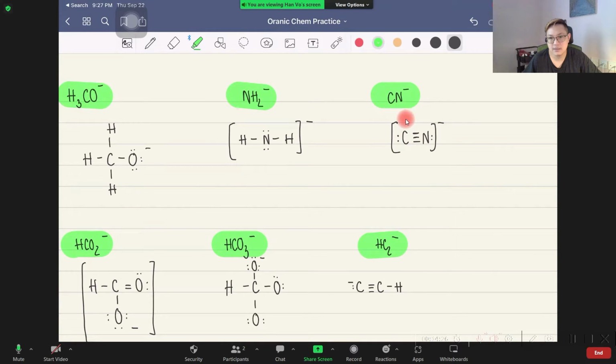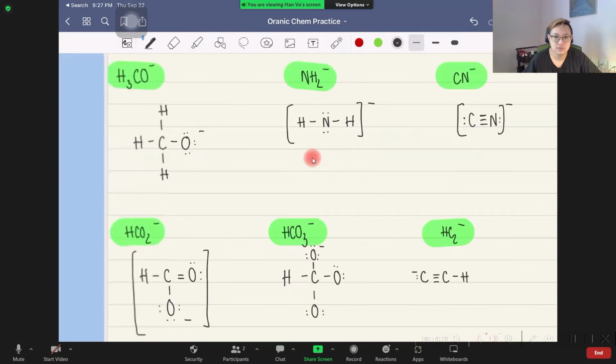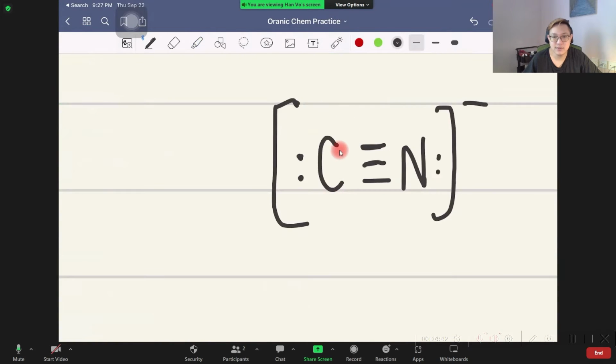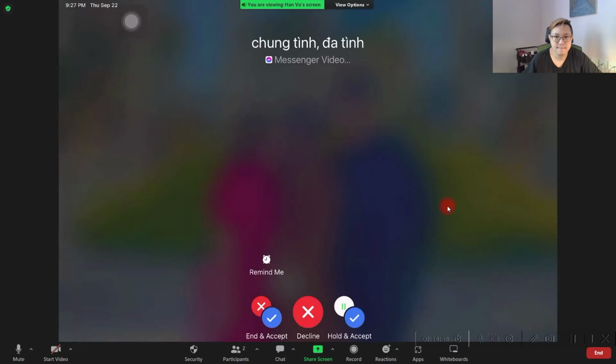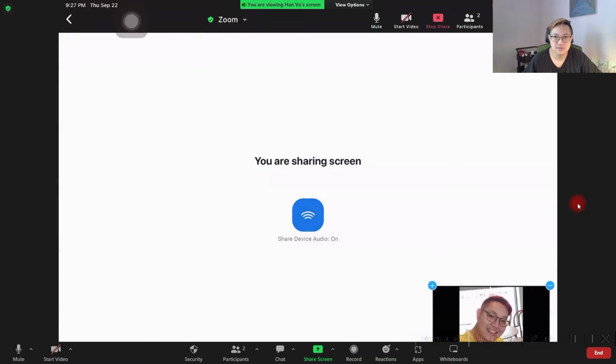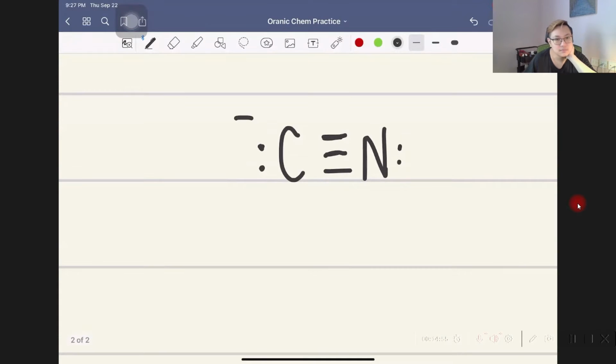Actually, for the cyanide, I think the minus should be on the C. This one? Yeah, on the C. No, for the cyanide, the CN on top. Oh, it's right here. Yeah, because if you calculate, it's on the C actually. Yeah, the C, because it's 5 already. Sorry. Can you see it? Yeah, I see it clearly. Okay, good. Now let's move on to the next one.